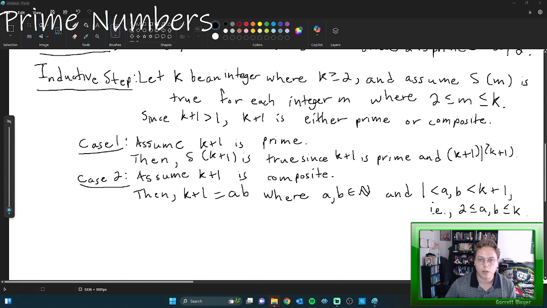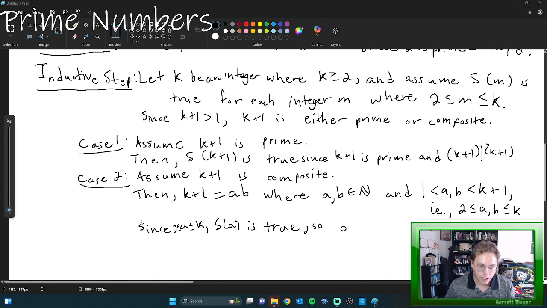And why this is helpful, if you look at this inequality down here and compare it to this inequality up here, you see that they are very similar. And this is what we're going to ultimately use to prove this to be the case. So we know that k plus 1 equals a times b, where a and b are between 2 and k. So since 2 is less than or equal to a less than or equal to k, S_a is true. Remember, because that was part of our assumption.